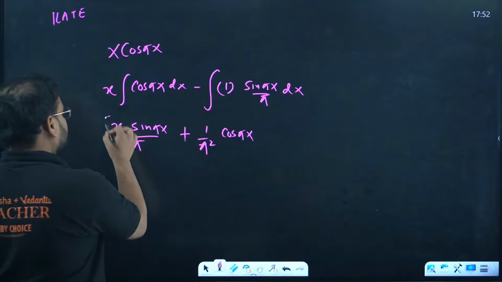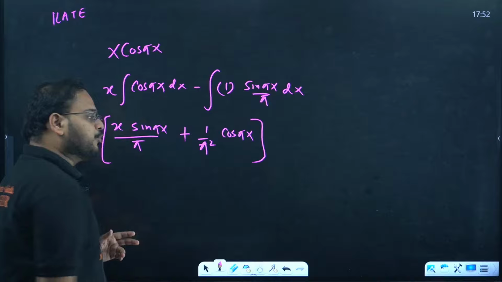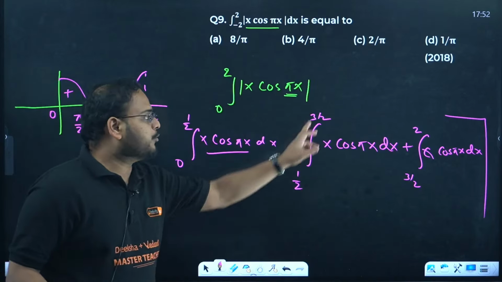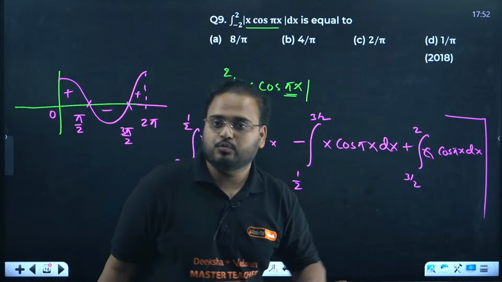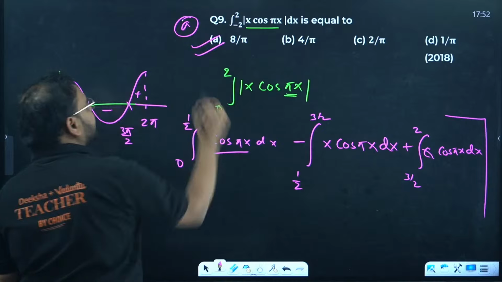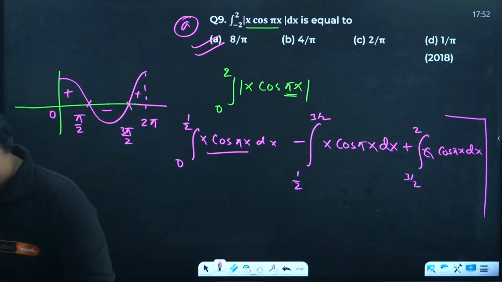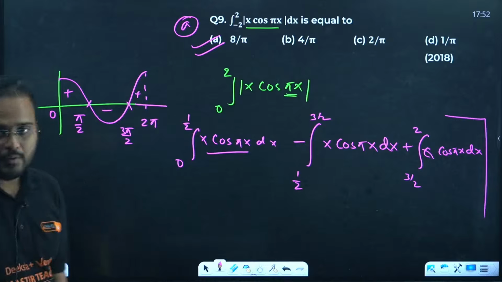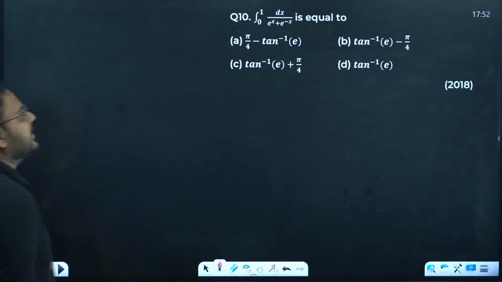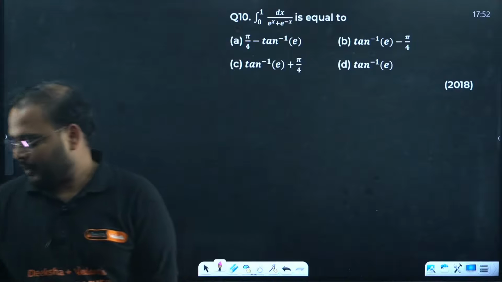This is your integration. Now it's up to you to substitute the values. The values are 0 to 1 by 2, 1 by 2 to 3 by 2, and 3 by 2 to 2. You'll get the answer as everybody said, and the answer is correct as option A. Yes. Have a look. 10th one. Question number 10.